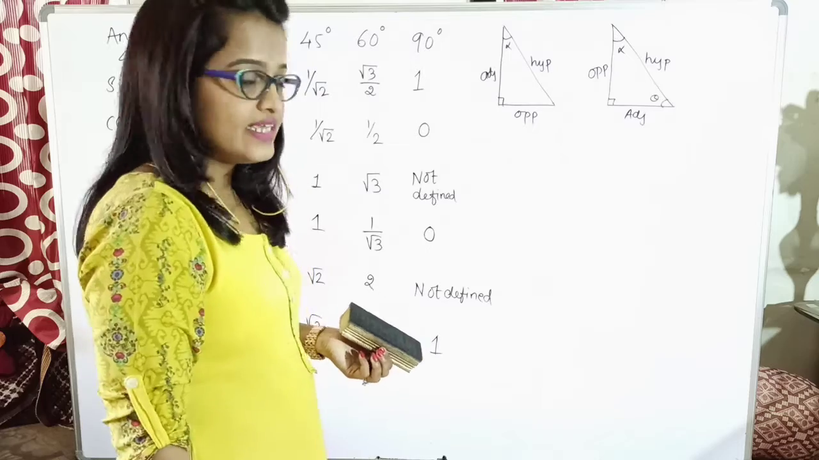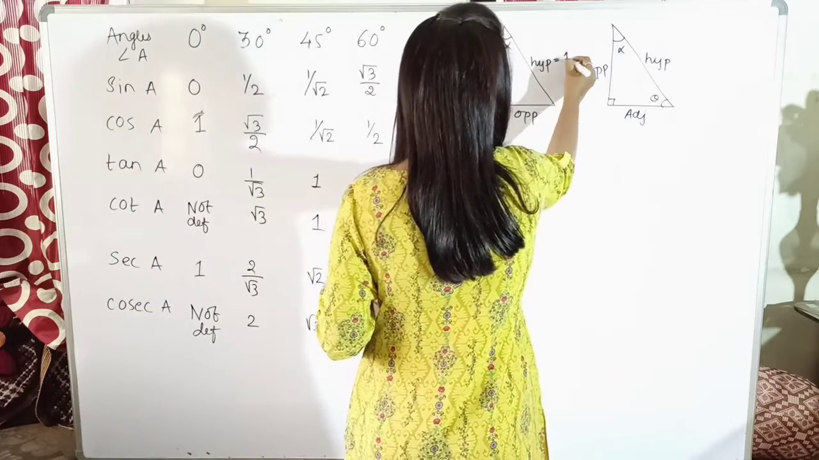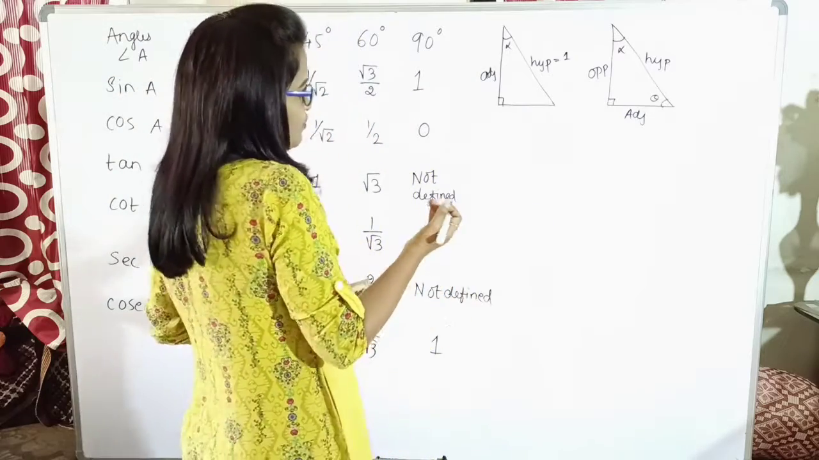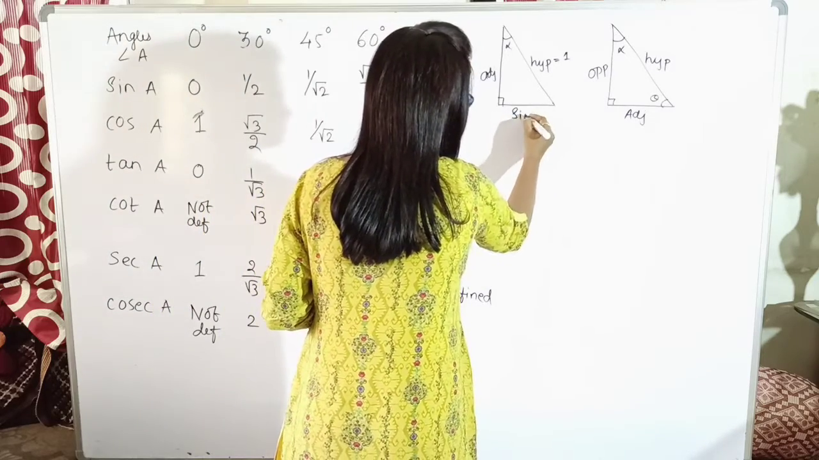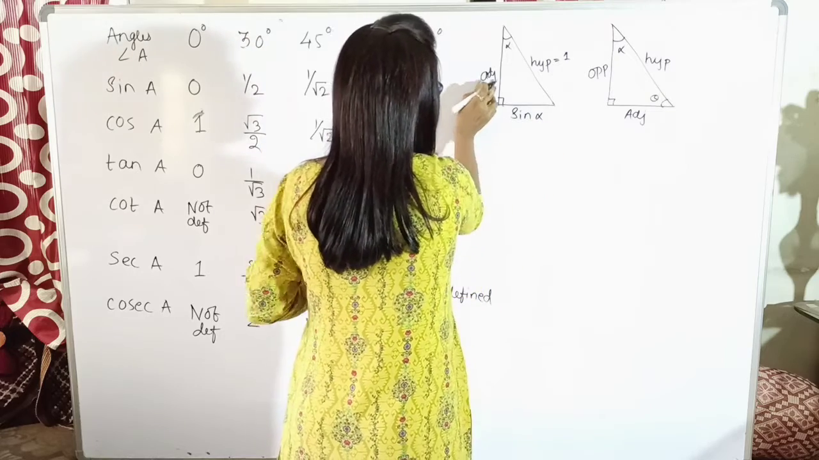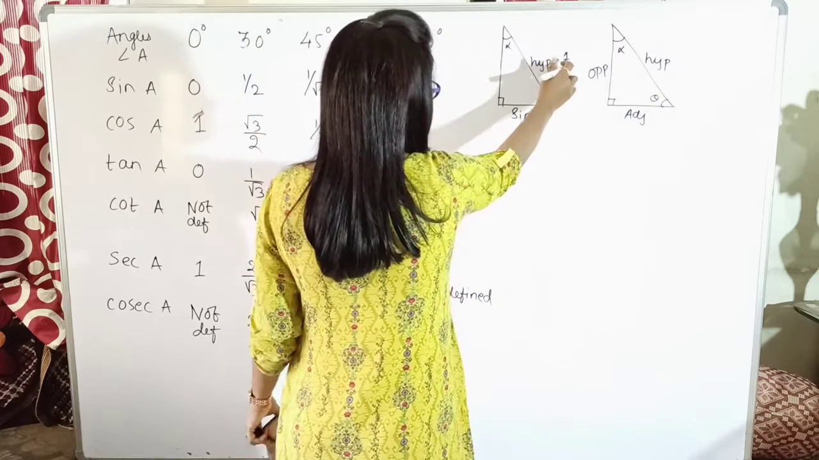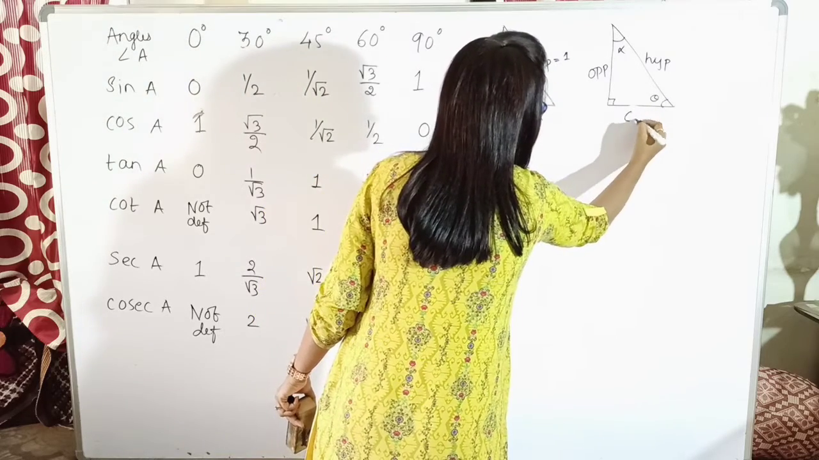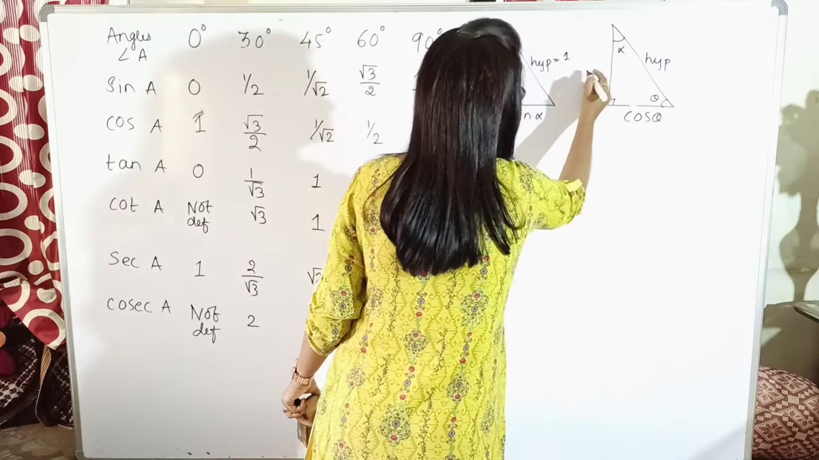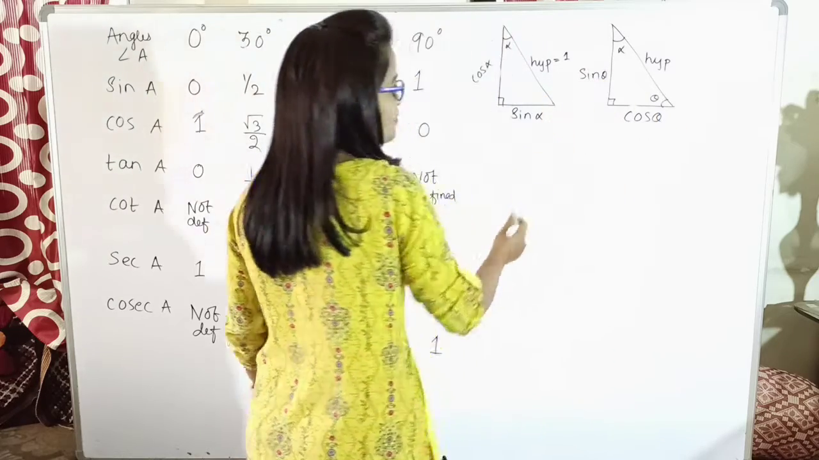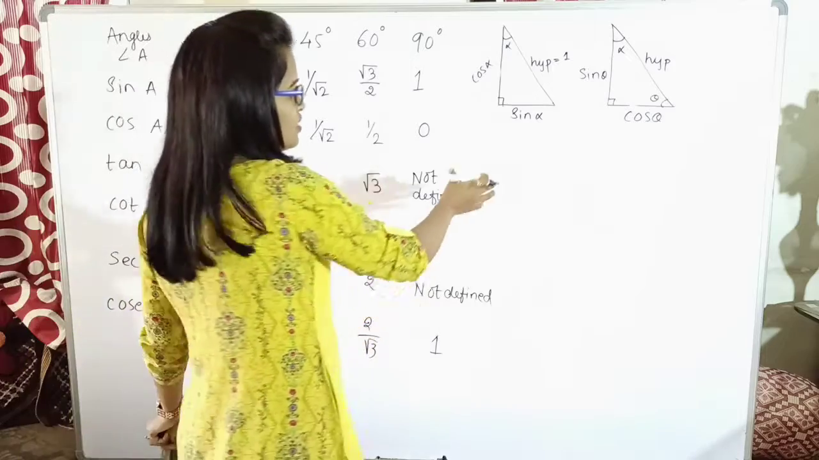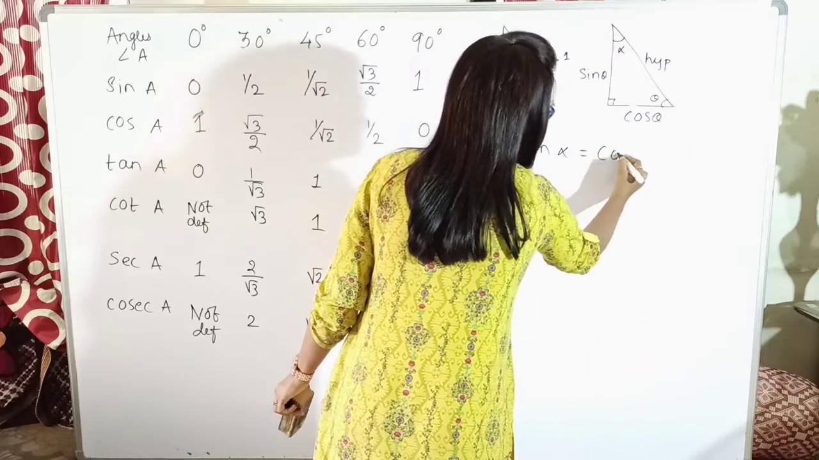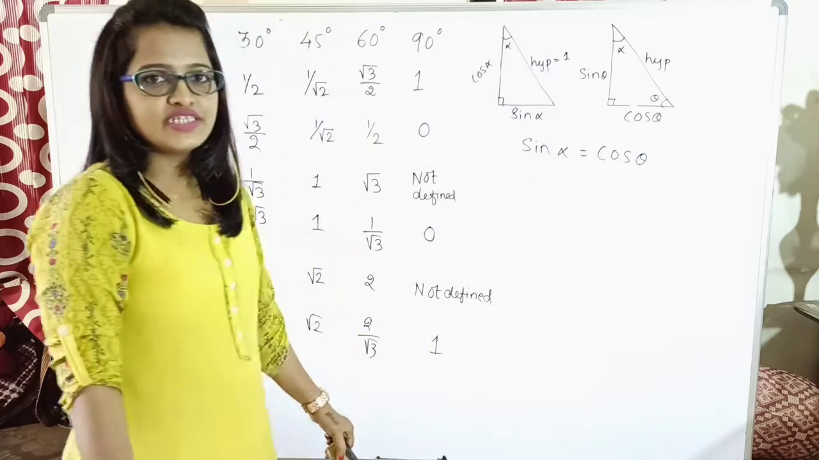So if I take the hypotenuse value to be 1, as we have seen, it will be opposite upon hypotenuse. Therefore, the hypotenuse is 1, so it will be just the opposite, which is the value of sine alpha. Whereas adjacent upon hypotenuse, hypotenuse being 1, will be cos alpha. Similarly here, this will be cos theta, and this will be sine theta. Now sine alpha and cos theta are the length of the same side, isn't it?